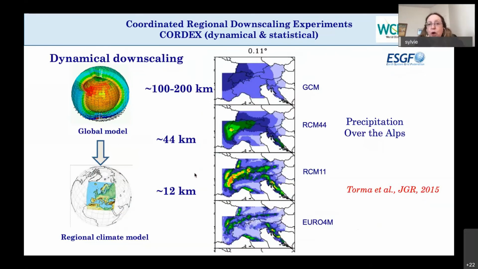To show you, on the right, an example of precipitation over the Alps clearly shows that at the bottom you have the Euro 4 analysis at regional scale, and that shows you that the way precipitation falls in the Alps is quite dependent on the orography, on the spatial scale. So most often, the impact studies are done using CORDEX, but not necessarily only.